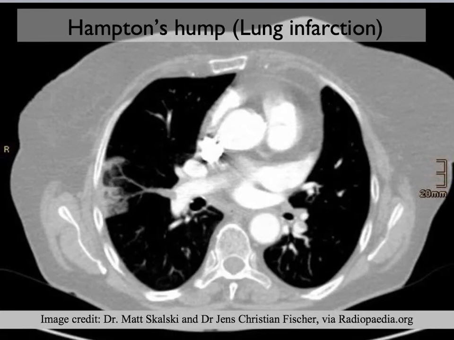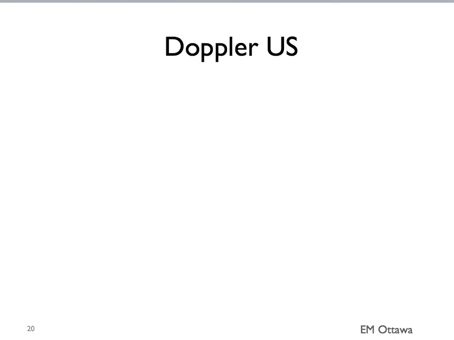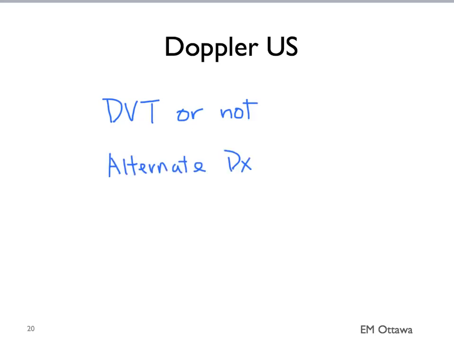Sometimes, as we said, we can see pulmonary infarct. This is the patient with the Hampton's hump that we saw on the chest X-ray. It is much easier seen on a CT chest. One last confirmatory test would be in patients with suspicions about a DVT. A Doppler ultrasound will be able to tell us whether there is a deep vein thrombosis or not. Sometimes we'll also give alternate diagnoses, such as cellulitis or Baker's cyst.